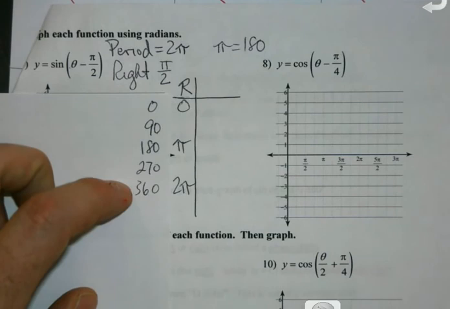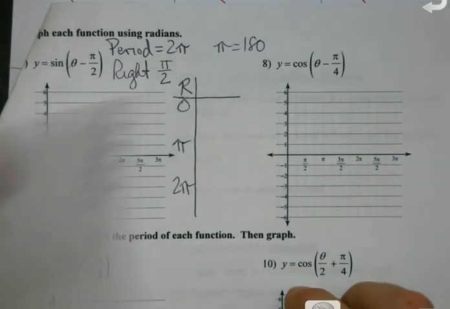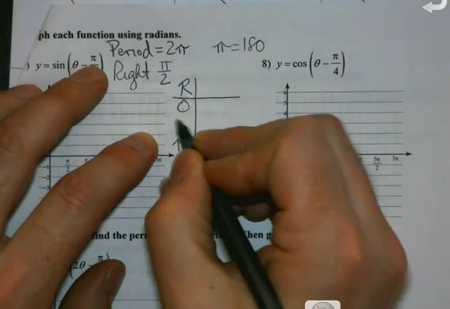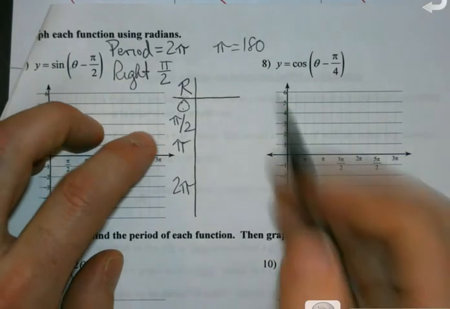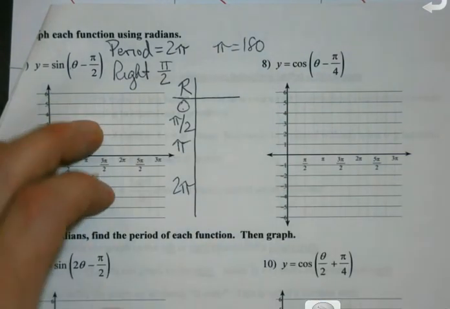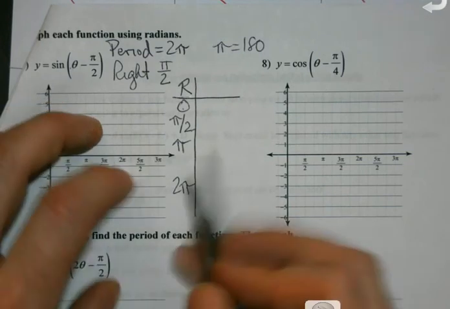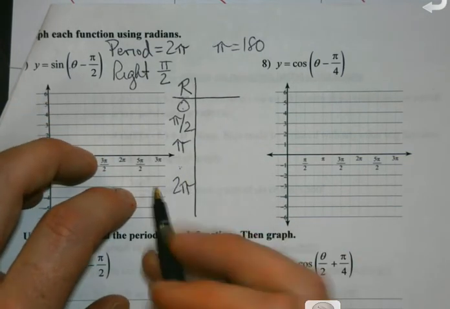Now my only job is, since there's equal spacing between every quarter point, I just have to find what's in the middle. So what would be in the middle between 0 and pi? Pi over 2, because I also can think, well, it's 90. 180 divided by 2 is 90. This one, okay, 3 pi over 2.